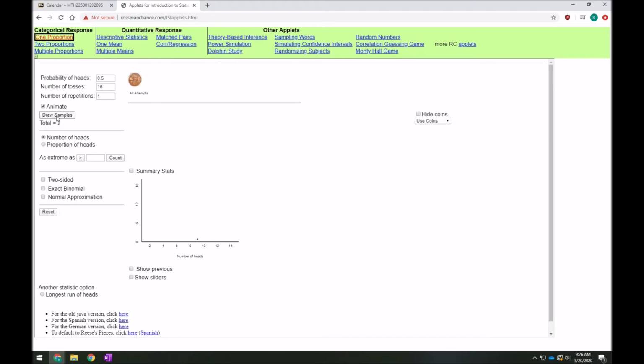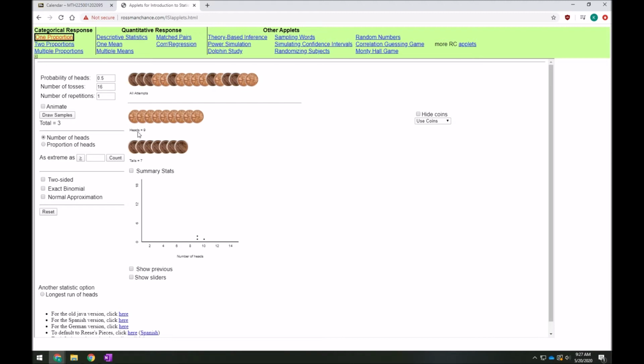Notice I could hit Draw Samples again. And what it would do is flip the coins 16 times, like coloring chips red and blue. And this time, I end up with 10 heads and 6 tails, and I can put that on the number line. Now, if I uncheck this animation box, it won't go through the flipping of the coin visually, but it will at least show me the final result.